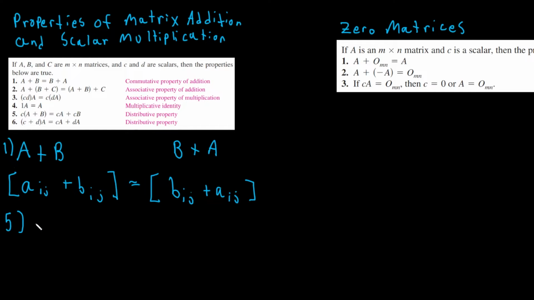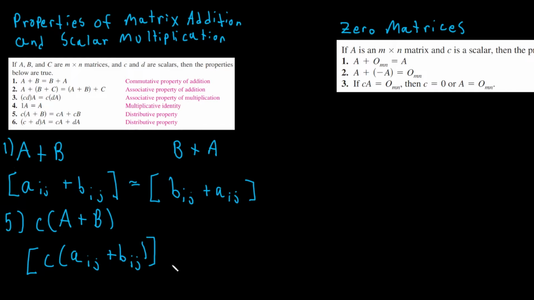So the fifth property is the distributive property. If I have some scalar constant c and I'm multiplying it by matrix A plus B, all this is doing is taking this scalar constant c and multiplying it by every single term in the matrix aij plus bij. Once again, A plus B is equal to aij plus bij because we're just taking every single term in matrix A and adding it to B in order to generate the new matrix.